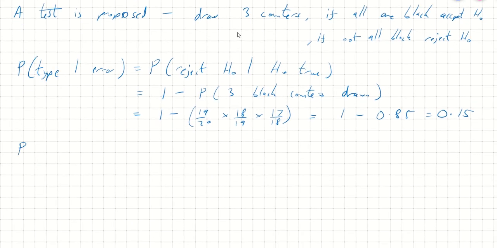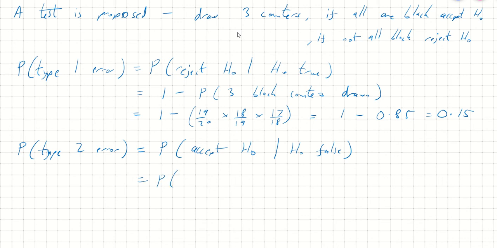Let's figure out the probability of a type 2 error. Remember, this is the probability we accept H0 when H0 is false. So in our example, it's the probability that I draw 3 black counters, given that H1 is true. So what's the probability I draw 3 black counters when H1 was true?